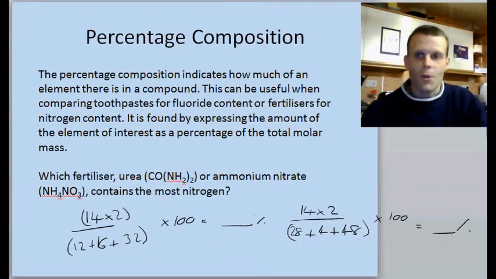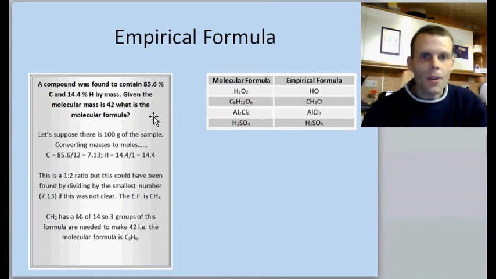Another term to consider is empirical formula. Empirical formula is the simplest ratio of the atoms within a formula. So a molecular formula is what it actually is. Often we can cancel things down and we end up with this empirical formula. You can see some examples there.